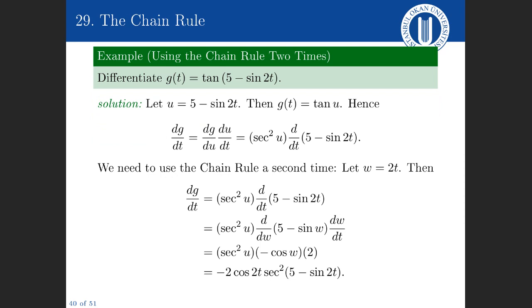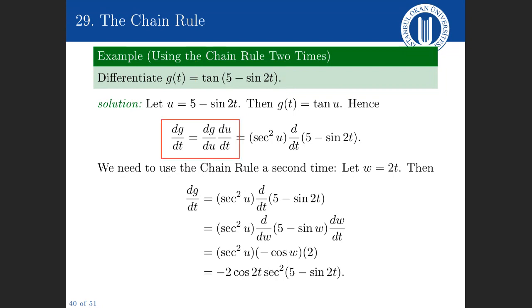Differentiate tan of 5 minus sine 2t. Look at this function: tan of 5 minus sine 2t. We need to choose u. It makes sense to me that we choose u is equal to 5 minus sine 2t. Because then our function is just tan of u. We know how to differentiate tan of u. It's just sec squared u.